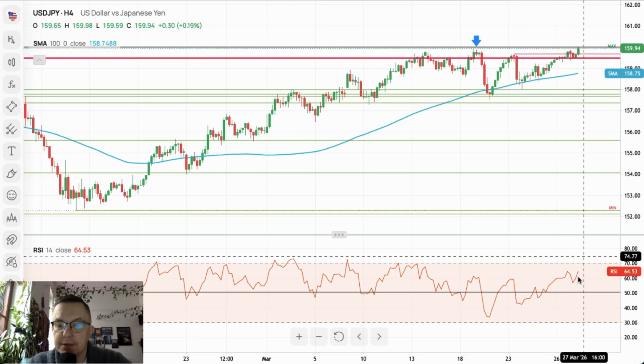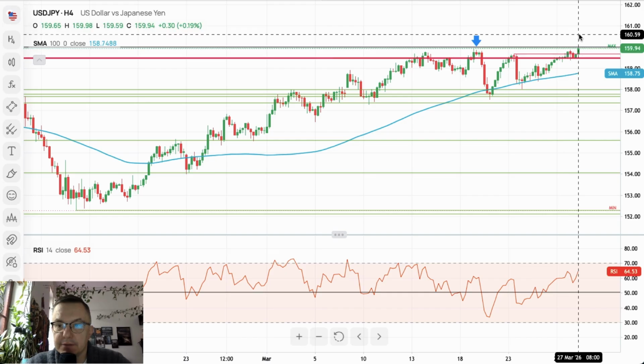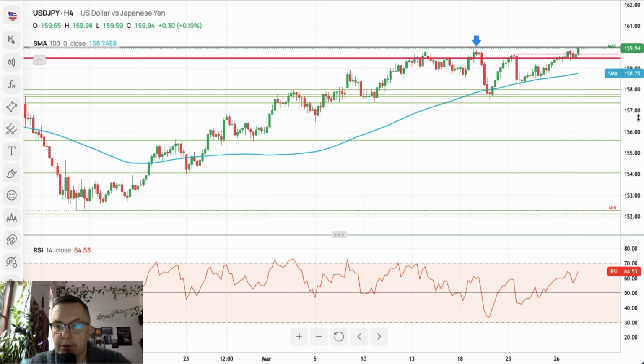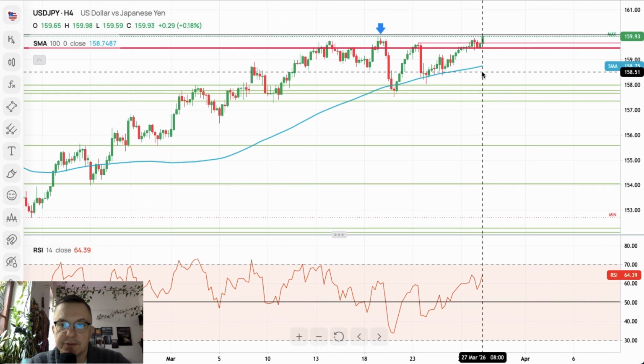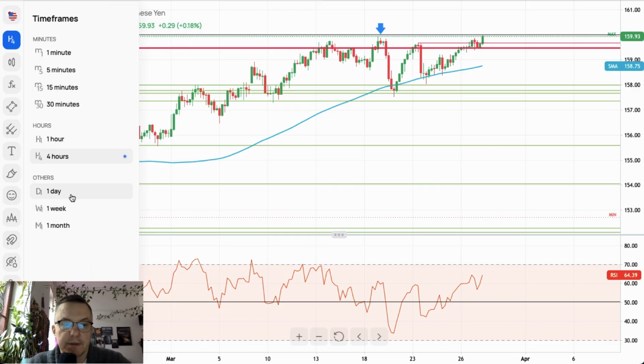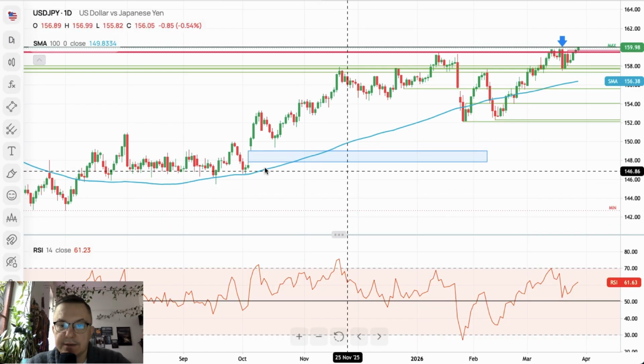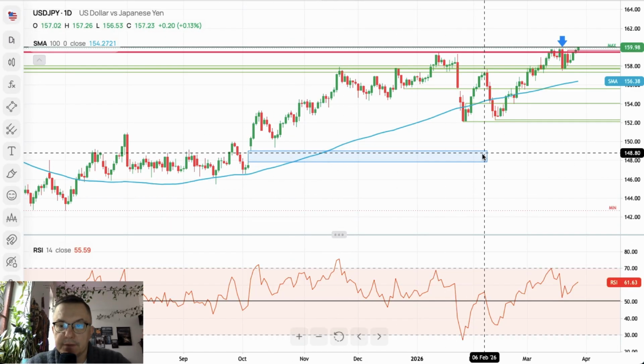There is still plenty of room to the upside. There is still plenty of room to the upside here. It looks like the market might want to move way higher than it is right now. So a very interesting situation is being developed. If we take a look at the daily, you can see there is still an unfilled gap here, way lower.